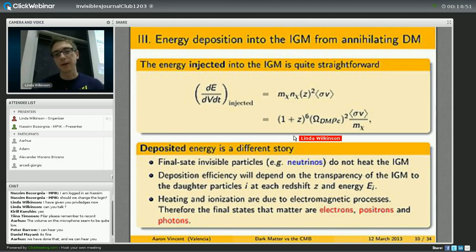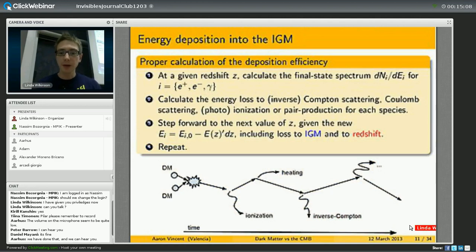So if you have, say, an annihilation into muons, then what you'll really be looking at is the effect of the electrons and photons that result as a final state from these interactions. So how do you compute this energy deposition into the intergalactic medium in a practical way?